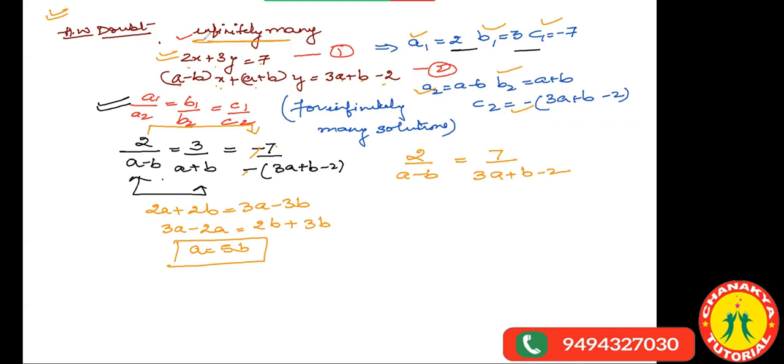Now, you have been given this condition that there are infinitely many solutions. So for infinitely many solutions, we have this condition that A1 upon A2 is equal to B1 upon B2 is equal to C1 upon C2. Now just put the values of A1, B1, C1 and A2, B2, C2 in the ratios. So we get 2 upon A minus B is equal to 3 upon A plus B is equal to minus 7 upon minus (3A plus B minus 2). Now, after solving these first two ratios, just cross multiply them. Then you will get 2A plus 2B is equal to 3A minus 3B. So on solving it, you will get A is equal to 5B.